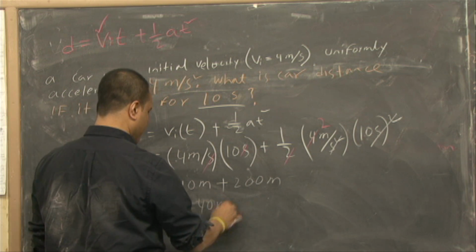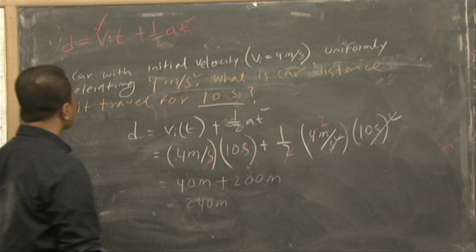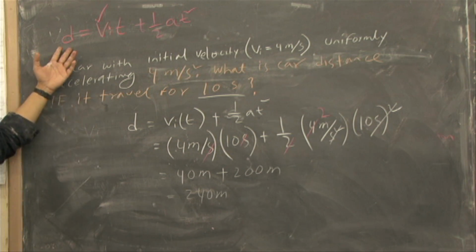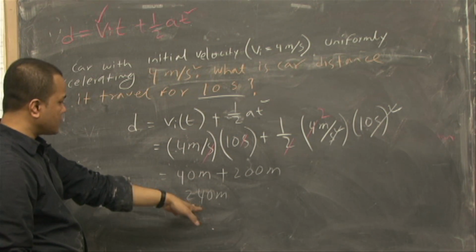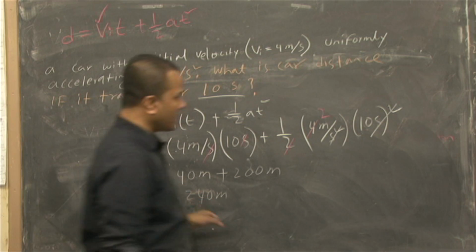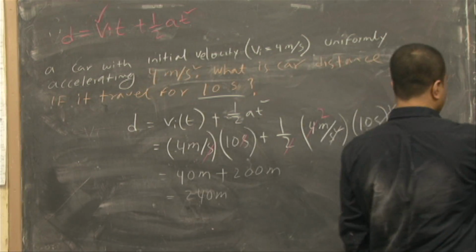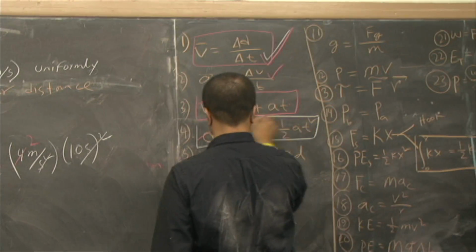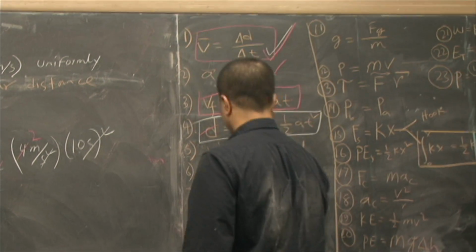So 240 meters. The distance the car travels is 240 meters. All right, so we just finished this one as well. Let's move to the next one.